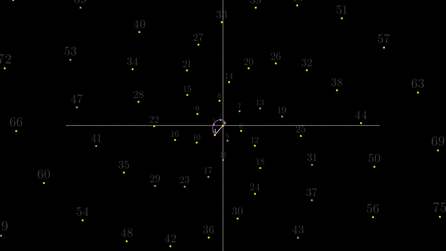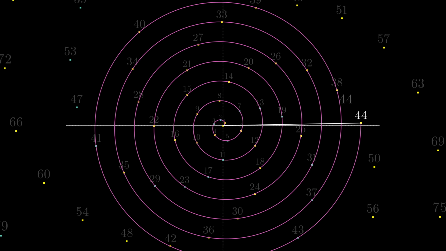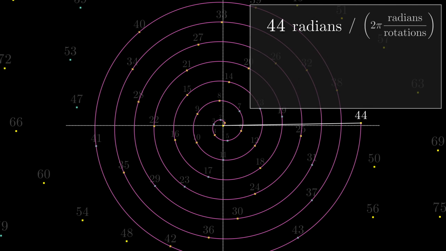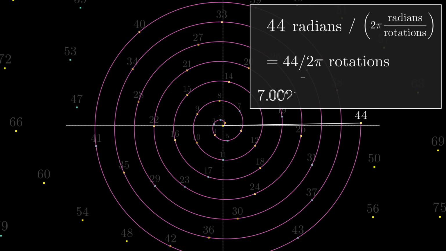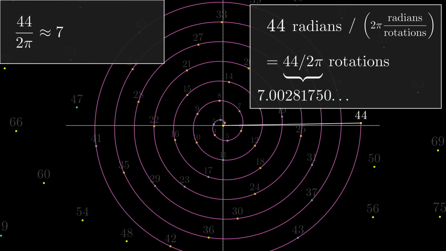In the same way that 6 steps is close to a full turn, taking 44 steps is very close to a whole number of turns. Here, let's compute it. There are 2 pi radians per rotation, right? So taking 44 steps, turning 44 radians, gives a total of 44 divided by 2 pi rotations, which comes out to be just barely above 7 full turns. You could also write this by saying that 44 sevenths is a close approximation for 2 pi, which some of you may better recognize as the famous 22 sevenths approximation for pi.